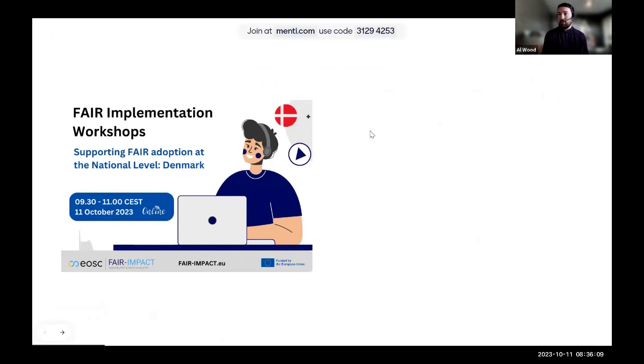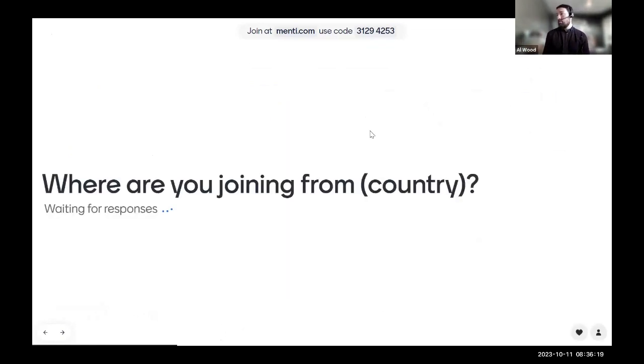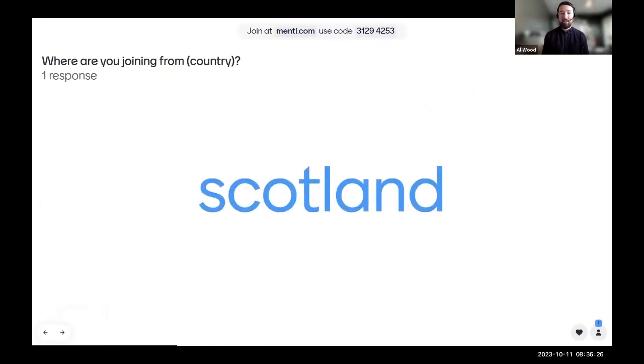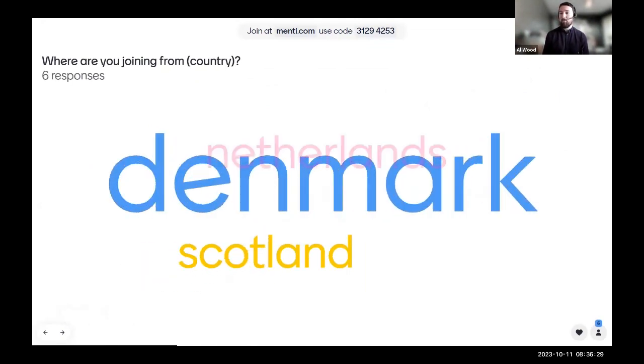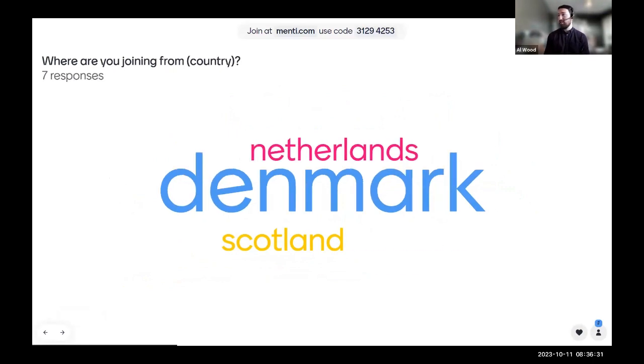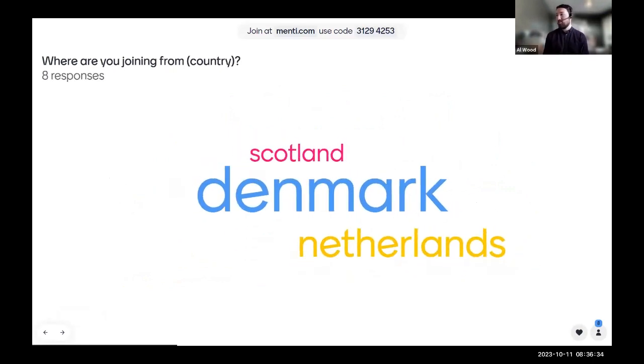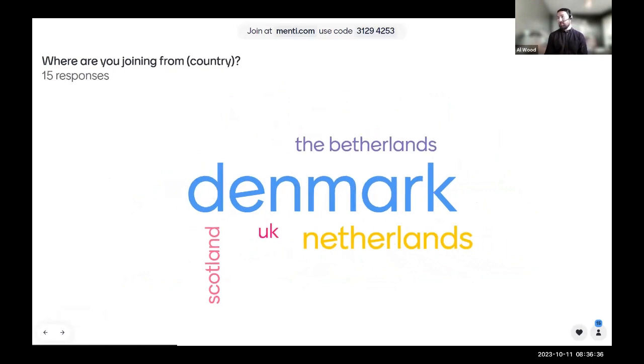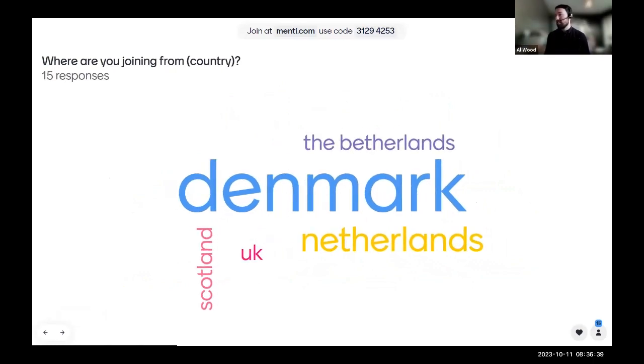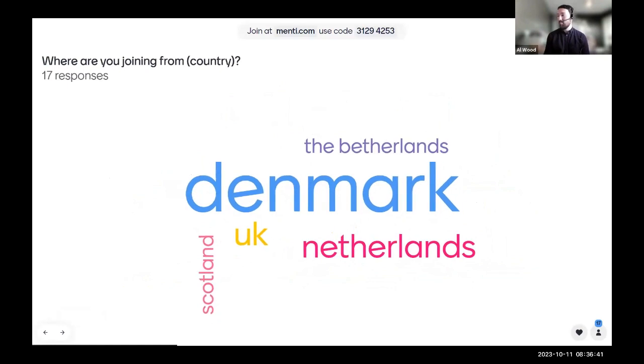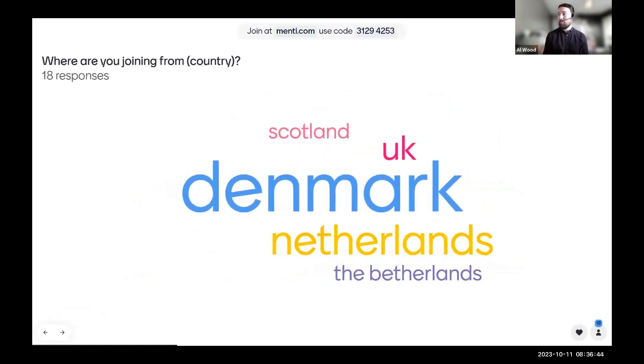We just have our first slide, which is just a holding slide for the Fair Implementation Workshop series. So firstly, we'd like to get an understanding of where you're coming from. We've welcomed submissions from all over the UK, Europe, and even possibly further afield as well. So please do write in your devices, and I can see that a number of you are responding now, which is great. So the Netherlands, Scotland, and the UK, of course, Denmark. We'd expect a few of you to be coming from there today.